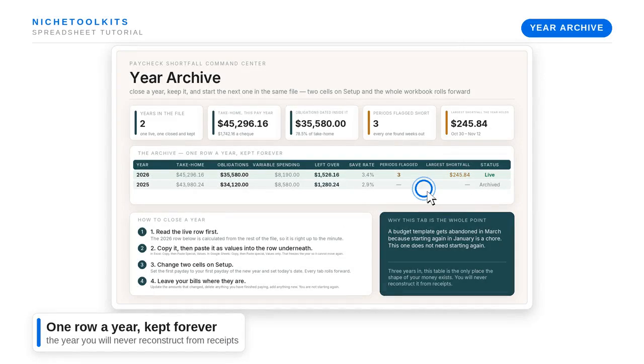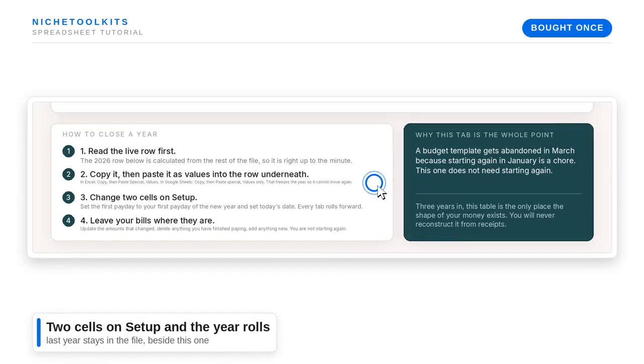Most budget templates die in March because starting again in January is a chore. This one does not need starting again. Closing a year is 4 steps. Read the live row, copy it, and paste it as values into the row underneath. Change 2 cells on setup, and leave your bills exactly where they are. And then last year is still in the file, sitting beside this one. Take home, obligations, what was left, how many periods were flagged. 3 years in. This table is the only place the shape of your money exists. You are not going to reconstruct that from receipts. That is why it is a file you buy once and open every payday.